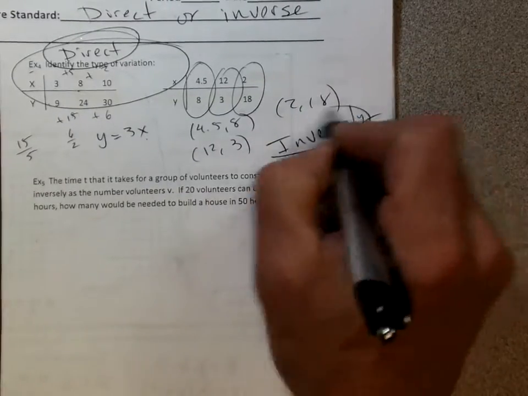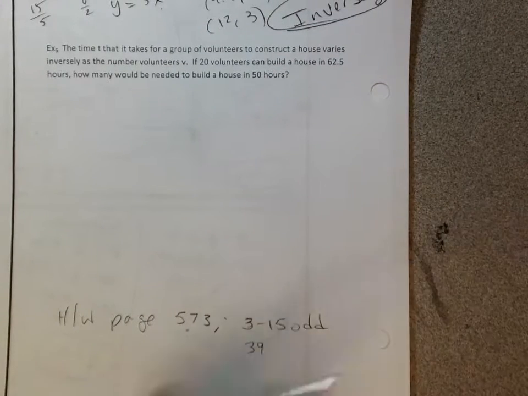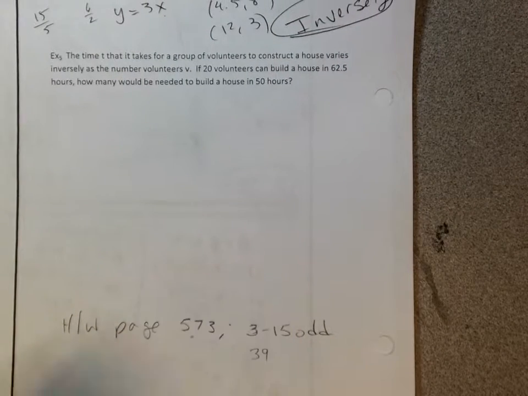Inversely proportionate. Okay, last problem. Okay, let's check this one out. Okay, the time t that it takes for a group of volunteers to construct a house varies inversely. This makes sense. Nate, I know you, this is right down what your dad does for a living, right? What? Think about this. It's so obvious.